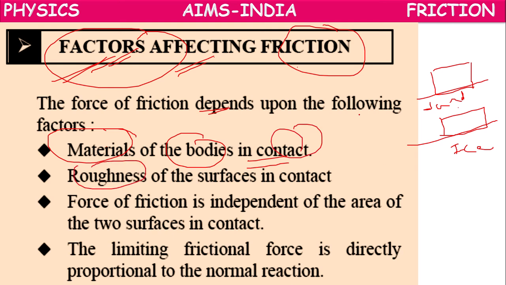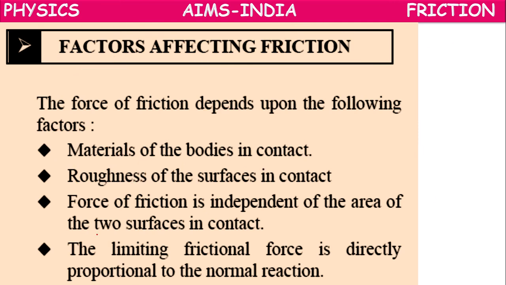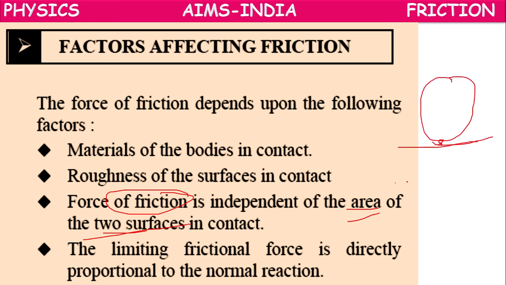Or the roughness of the surface. Sand means a rough surface, so friction will be more. Ice means a smooth surface, so friction will be less. And one more thing, it depends on the area of contact, the area of the two surfaces in contact. In rolling friction, the area of contact is very small compared to sliding friction.